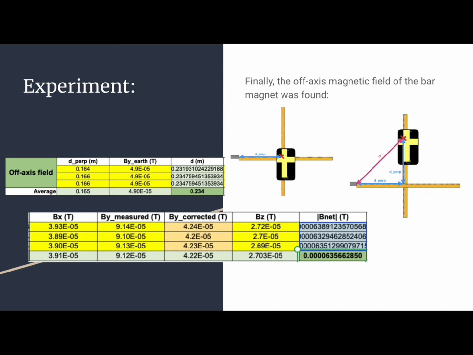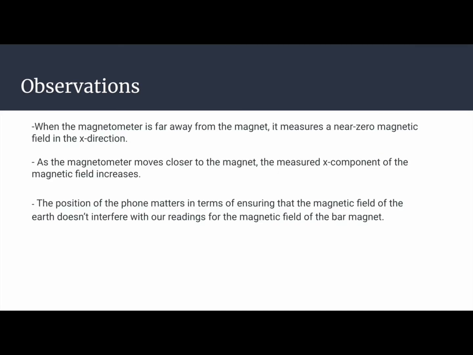Observations that I made during the experiment were that when the magnetometer is far away from the magnet, it measures a near zero magnetic field in the x direction. As the magnetometer moves closer to the magnet, the measured x component of the magnetic field increases, and that the position of the phone matters in terms of ensuring that the magnetic field of the Earth doesn't interfere with our readings for the magnetic field of the bar magnet.